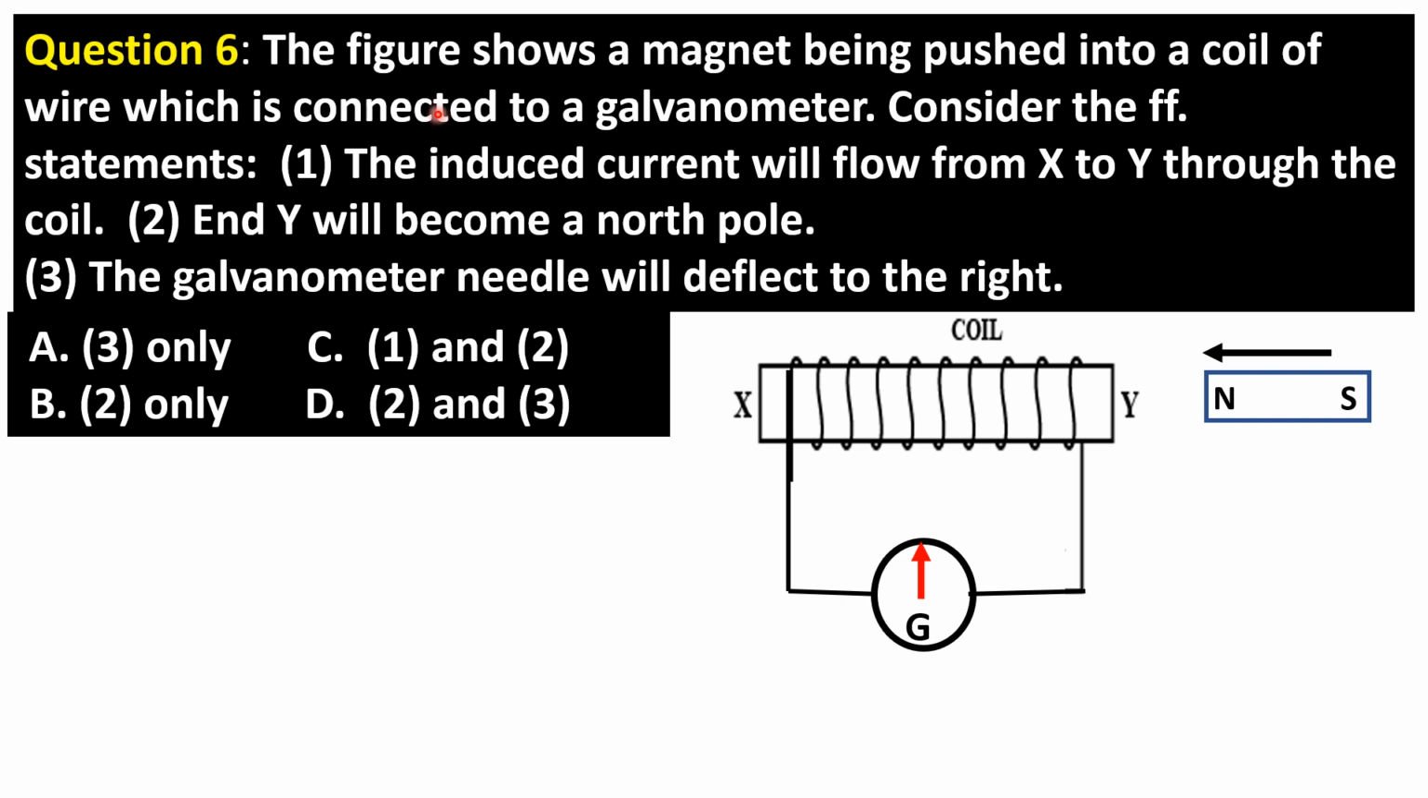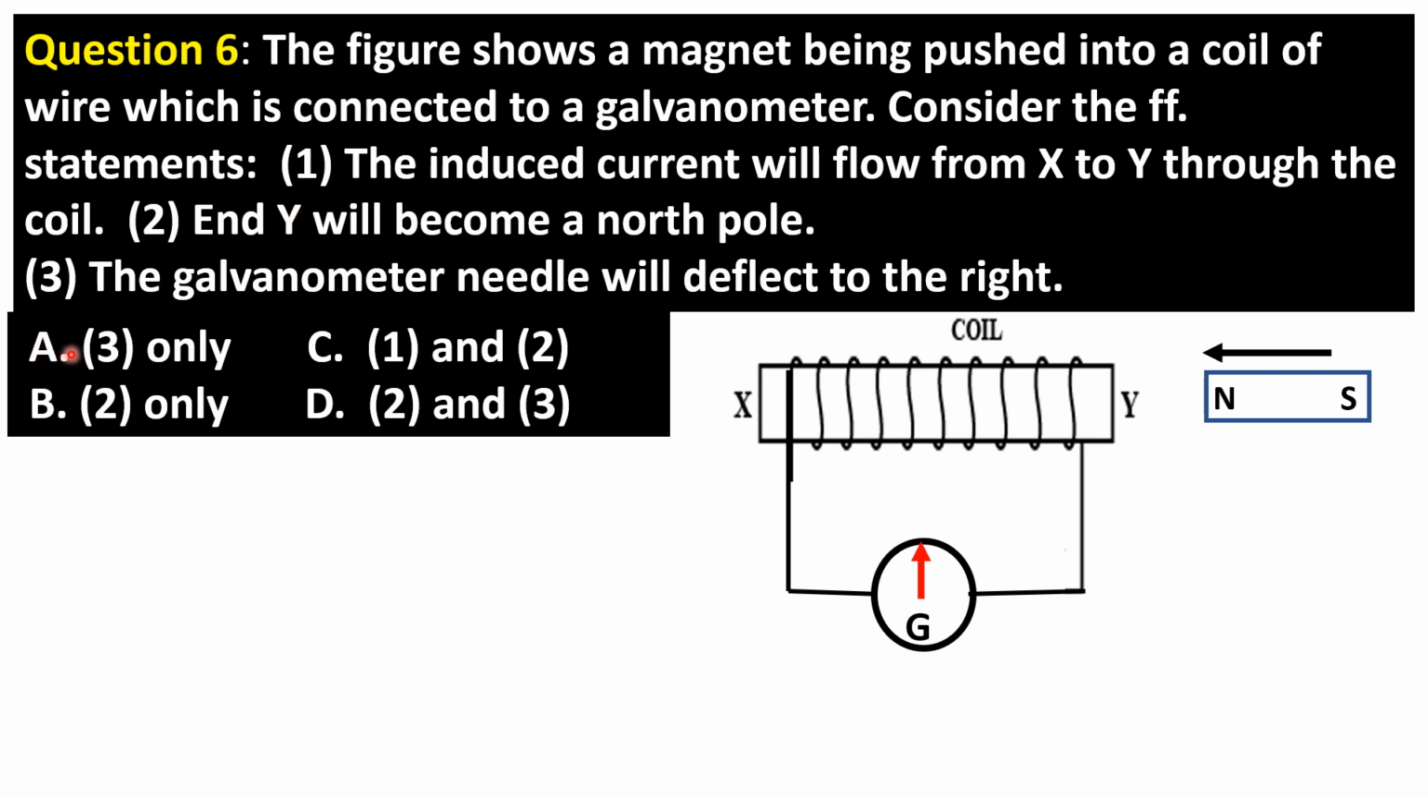Question number 6. The figure shows a magnet being pushed into a coil of wire which is connected to a galvanometer. This electrical symbol with capital letter G represents a galvanometer. Consider the following statements. Number 1, the induced current will flow from X to Y through the coil. Number 2, Y will become a north pole. Number 3, the galvanometer needle will deflect to the right. Which statement or statements are correct?